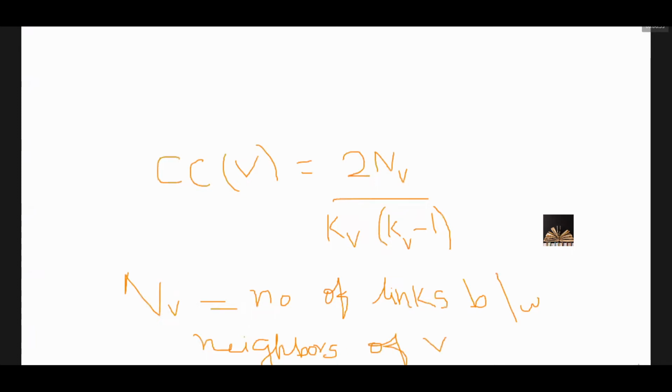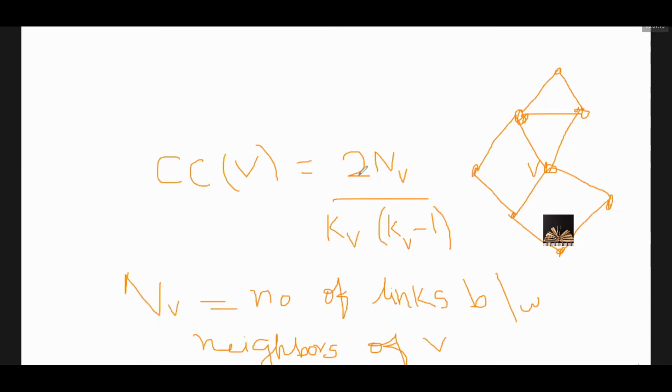And KV denotes the degree of that particular node. So if you take this graph, I'll show you one graph. They may give you any graph and they may ask you to find the clustering coefficient of that particular node. Let us assume this is node V. Now I want to find the clustering coefficient of this particular node V.